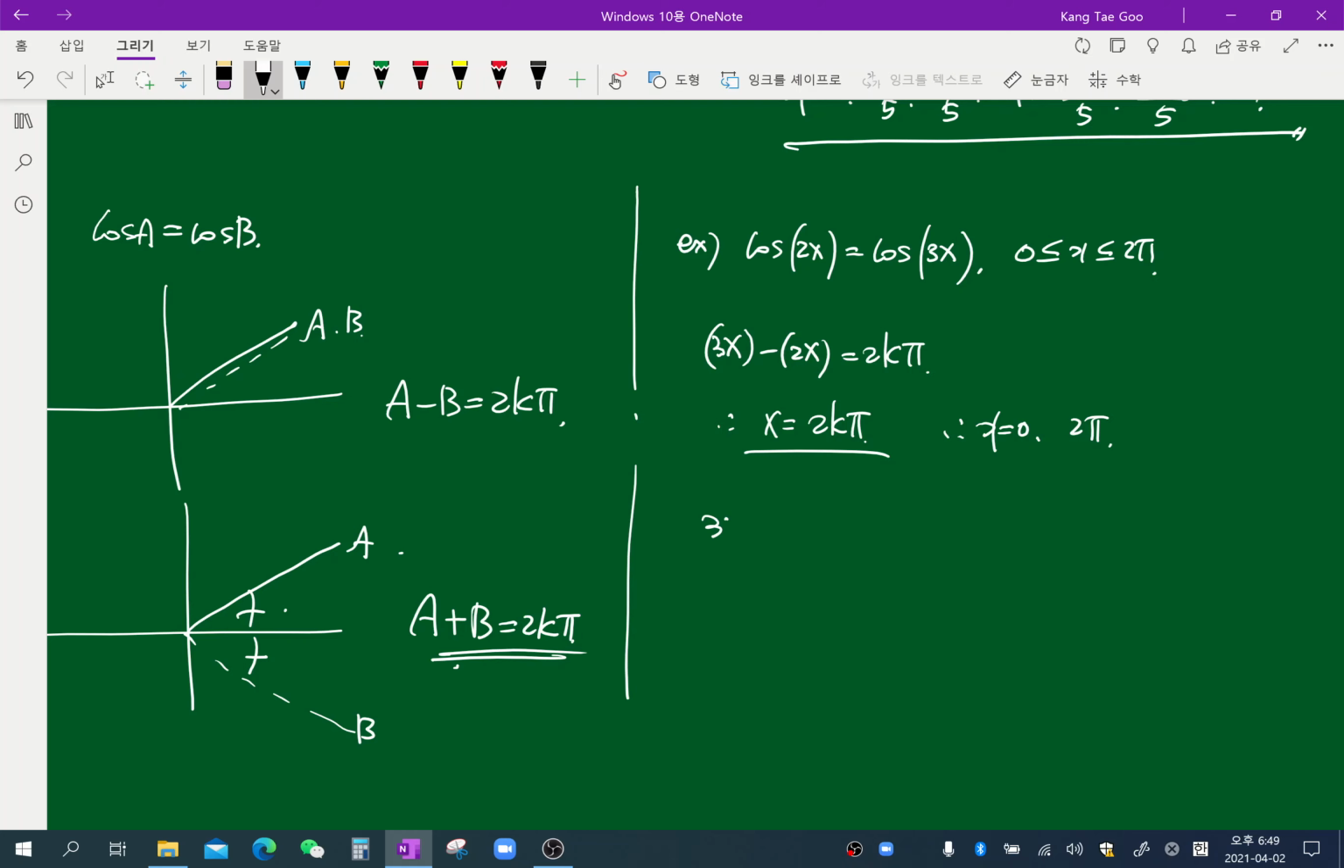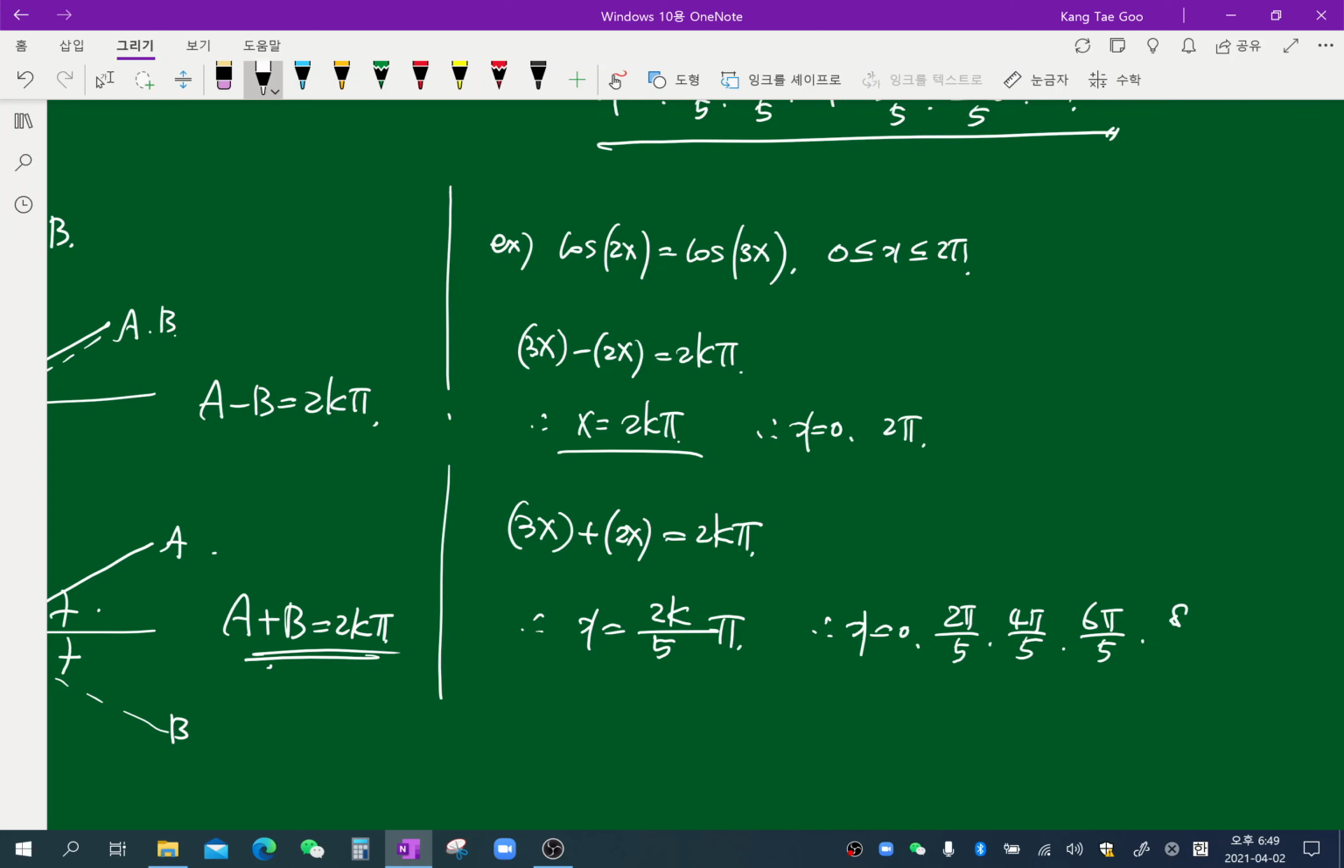Second case, 3x plus 2x goes to be now 2k pi, so that x goes to be 2k pi over 5, so x goes to be 0, 2 pi over 5, 4 pi over 5, 6 pi over 5, 8 pi over 5, and then 2 pi. So by combining those two, x is 0, 2 pi over 5, 4 pi over 5, 6 pi over 5, 8 pi over 5, and then 2 pi. Yeah, those are the answers.